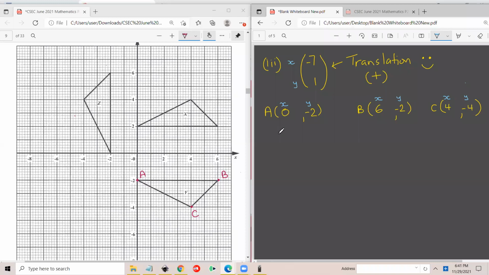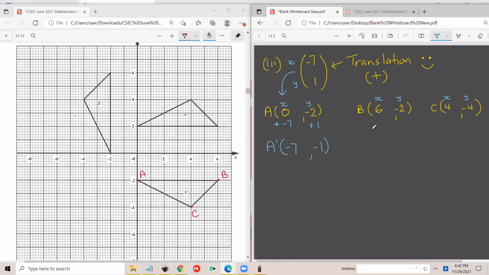So let me do point A for you. When you take this translation and apply it to point A, the new point, you're going to call it A dash. What you need to do is add -7 to the x coordinate, and add 1 to the y coordinate. 0 plus, but when a plus and a minus meet, you get a minus. So 0 minus 7 is -7. And -2 plus 1 is -1. And it's as simple as that.